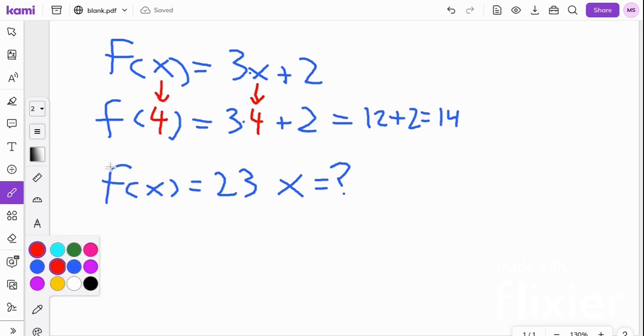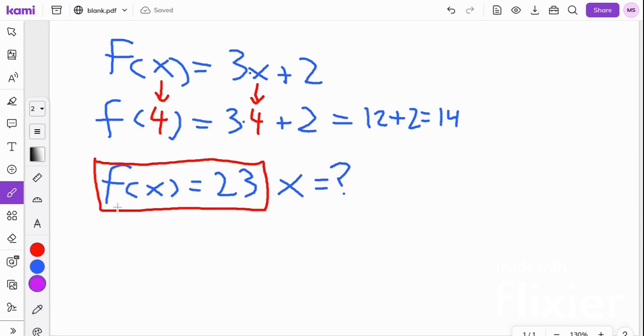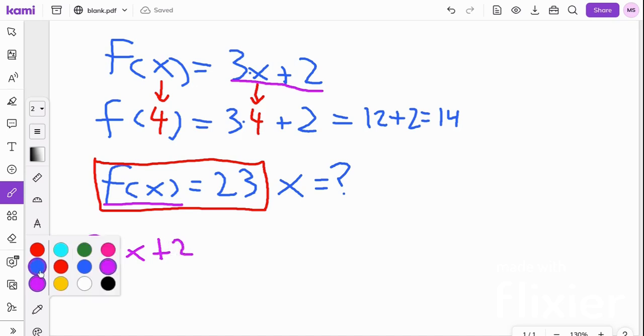And the answer is really simple. You can kind of see here already that the function equals 23. But you already know what f of x equals. This part right here, doesn't it equal 3x plus 2? So we could just plug that in. We can replace that and say, hey, 3x plus 2 equals 23. And then all you have to do is solve.